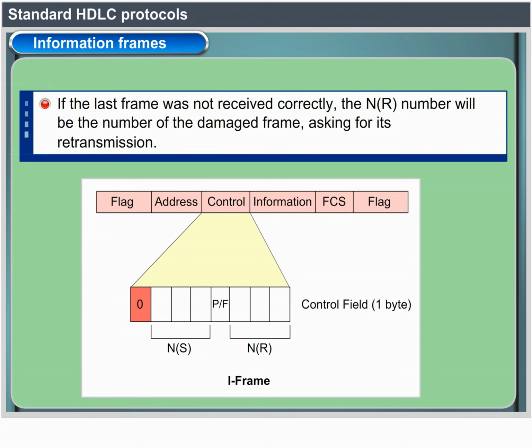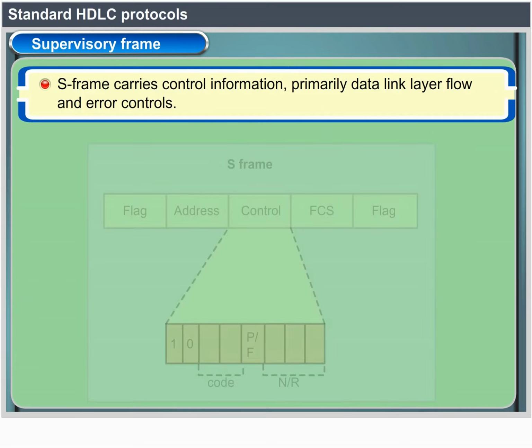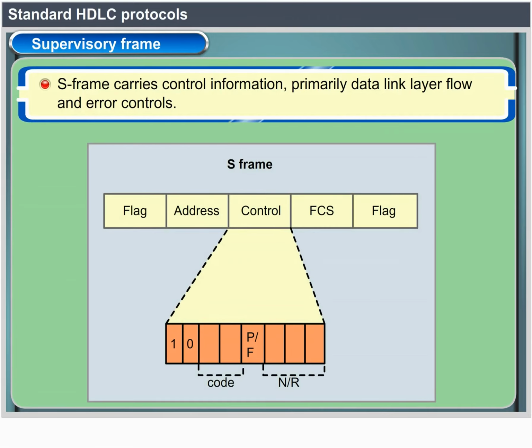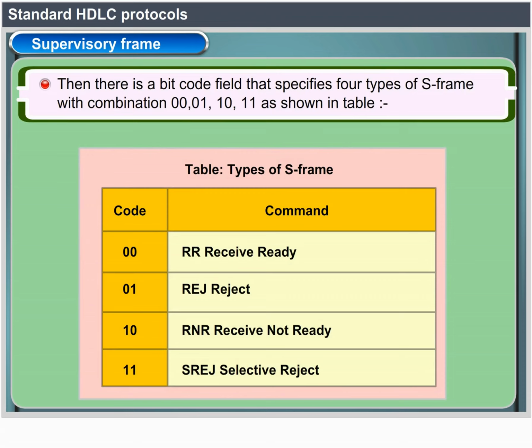Supervisory frame. S frame carries control information, primarily data link layer flow and error controls. It does not contain an information field. The format of the S frame is shown in the diagram. The first two bits in the control field of the S frame are always 10. Then there is a 2-bit code field that specifies four types of S frame with combinations 00, 01, 10, 11 as shown in the table.